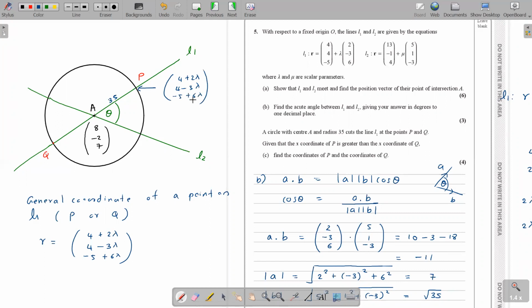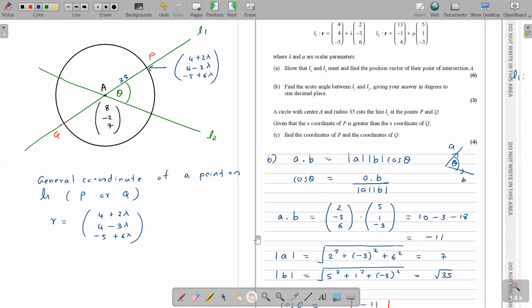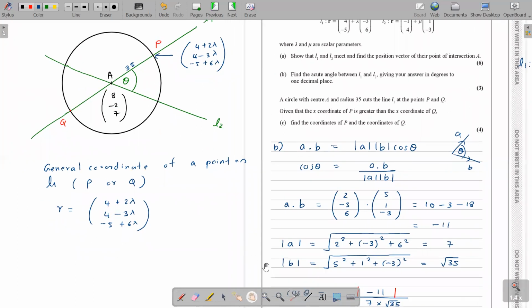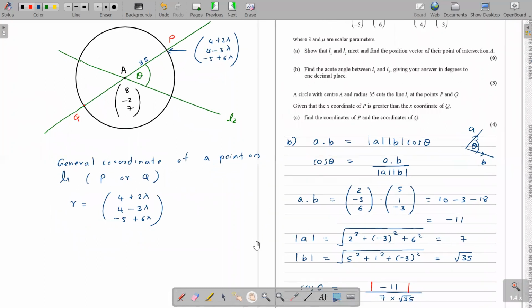I could even take it as my Q coordinate. I'll work with P now. The thing is, I know the distance A to P, right? I know the AP distance is 35. Are you with me? The radius is 35. So what can we do here?